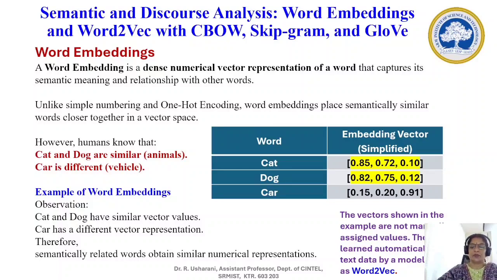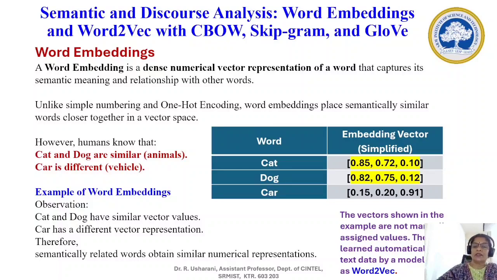But how is it possible? The vectors shown in the example are manually assigned values, but in practice they are learned automatically from text data by a model such as word2vec. Consider this data. Here there are three words: cat, dog, and car. The cat embedding vector is 0.85, 0.72, 0.10, and the word dog is represented by the vector 0.82, 0.75, 0.12, and the car is represented by the vector 0.15, 0.20, 0.91.